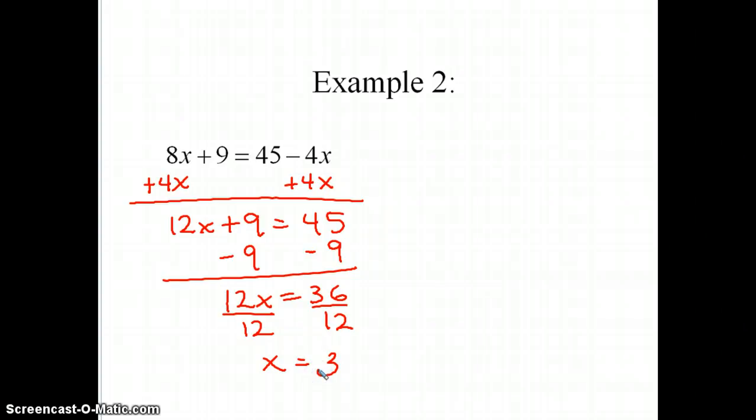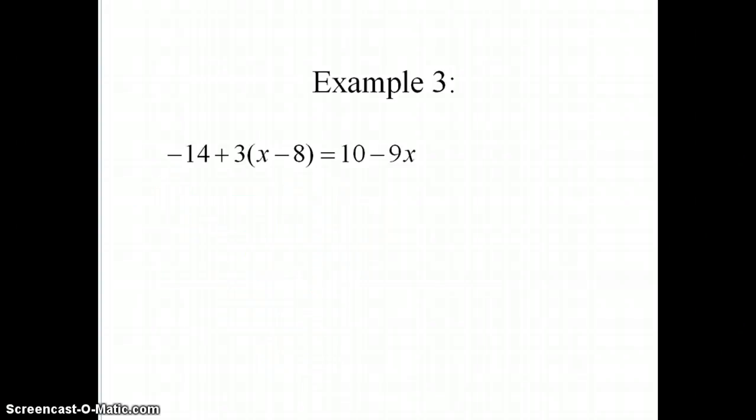Moving on to example number 3. Now you'll note that I need to get like terms together, but I have parentheses. So before I can do anything, I must eliminate the parentheses by using the distributive property. So I have negative 14 plus 3x minus 24 is equal to 10 minus 9x.